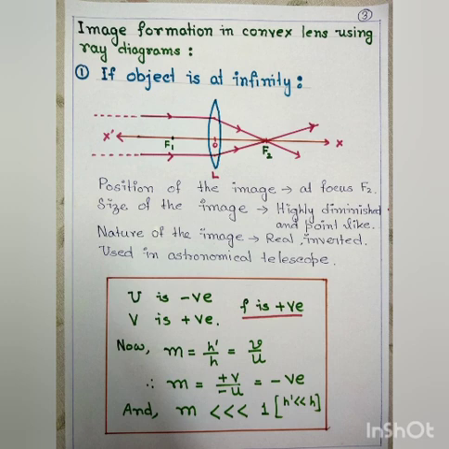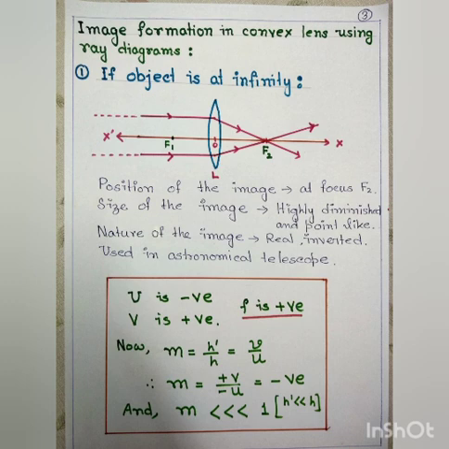So after refraction by the lens, the refracted rays will meet at a point on the principal axis, and that is the second principal focus of the lens. As we have already learned the definition of the second principal focus, for this situation the image will form at the second principal focus. Clear?